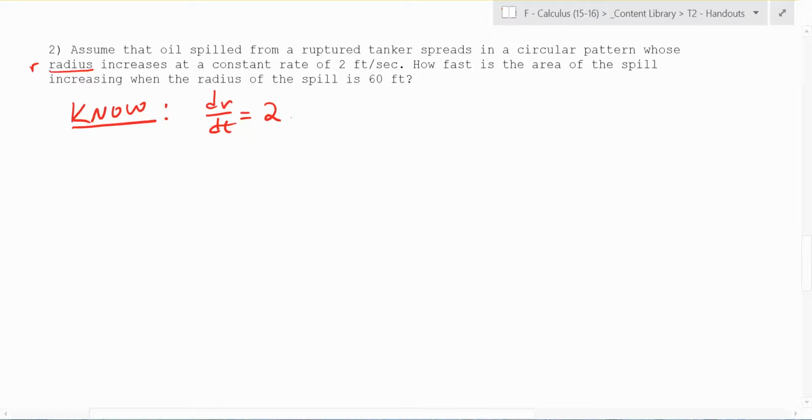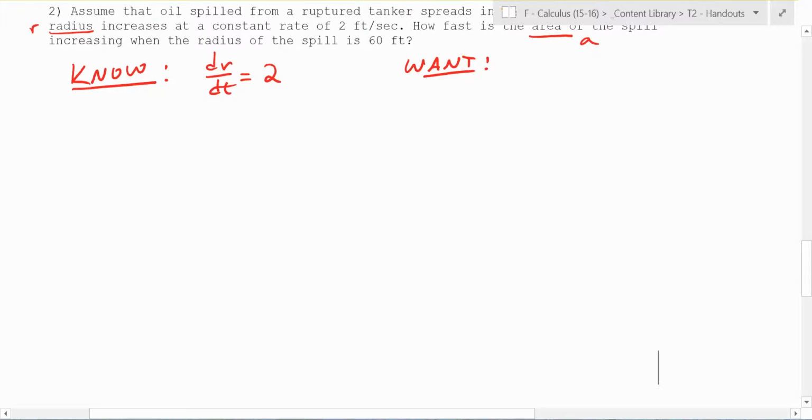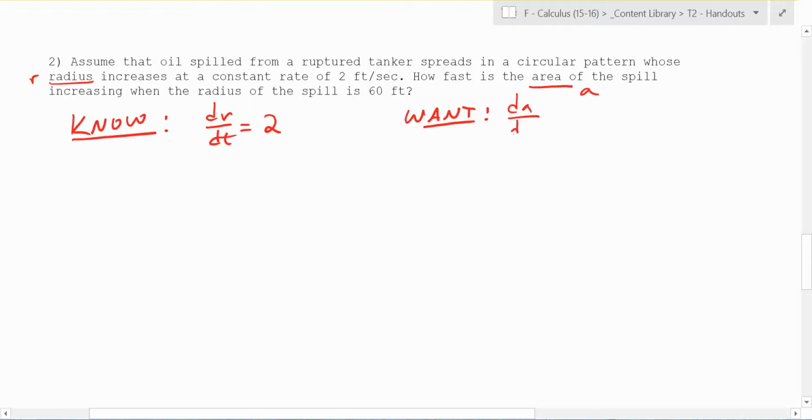How fast is the area of the spill increasing when the radius of the spill is 60 feet? What do we want then? What rate do we want? How fast is the area? So what do we want to call area? What variable do we want to use for area? How about A? Let's call it A. So if the area is A, we know dr dt is 2. So what's the area rate going to be? D what equals what? Oh, what do we want? dA over dt. We don't know what that is yet, but that's what we want.